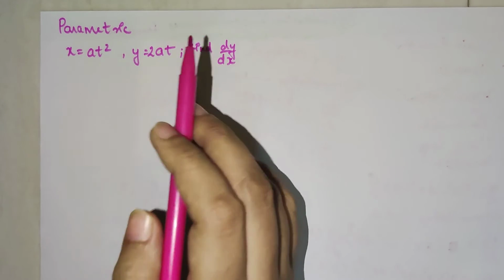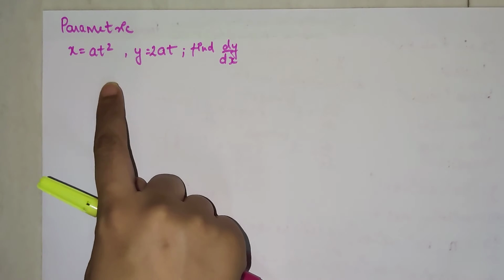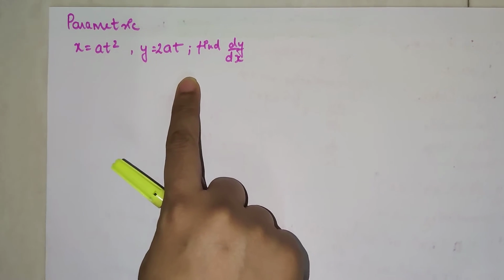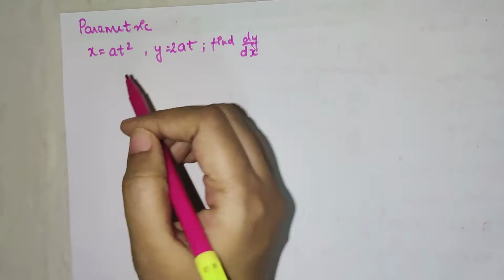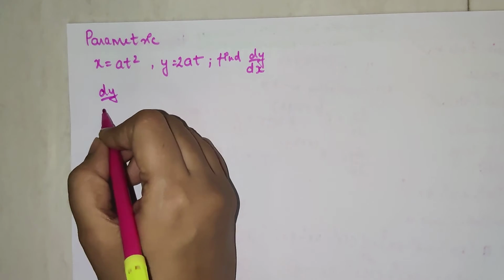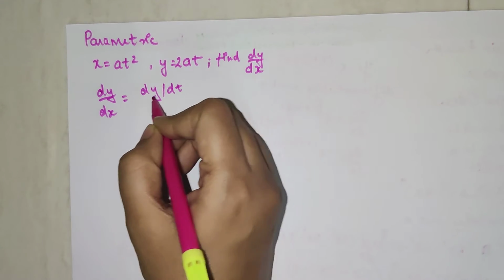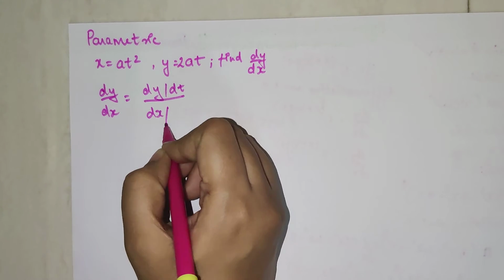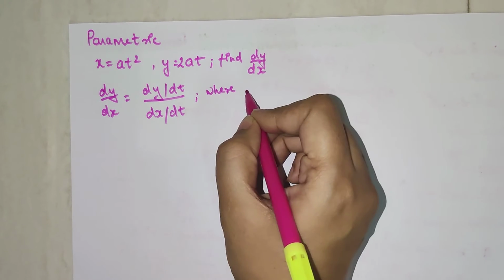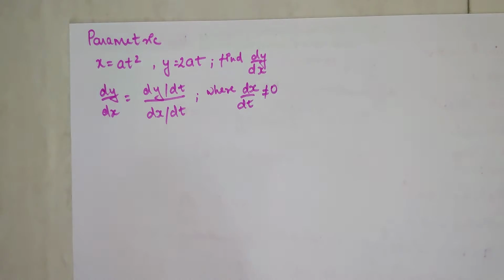Find dy by dx. Now understand, here as you can see, x is a function of t and y is also a function of t. Okay, so here what you should be doing is that we can say dy by dx is equal to dy by dt upon dx by dt, where dx by dt is not equal to 0.